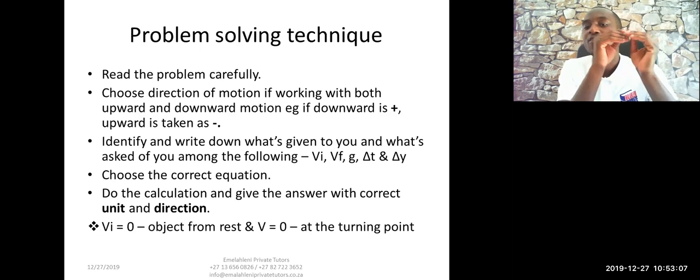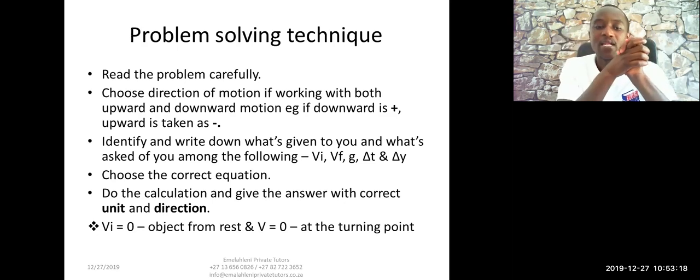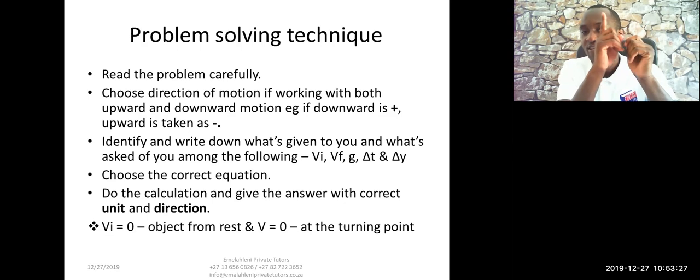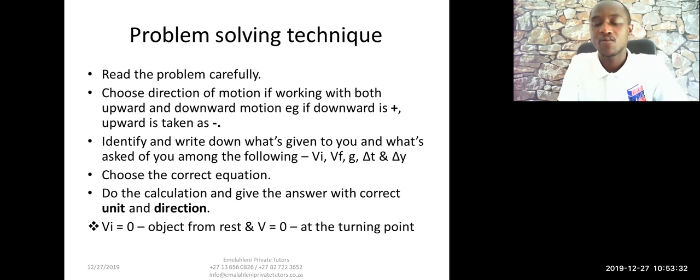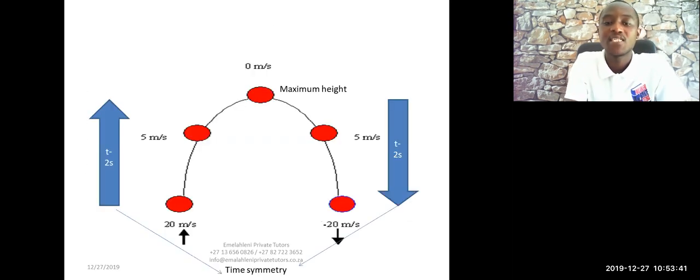Remember, velocity is a vector quantity. If you calculate velocity, you must determine in which direction. Yes, it's 20 meters per second, but in which direction? Now, another thing: your V initial is equal to 0 if the object starts from rest. Whenever they state that it starts from rest, you know V initial is 0. Or if something is dropped, your V initial will also be 0. Then again, the maximum height is the turning point. As you can see here, at maximum height, the V is 0 meters per second, okay?